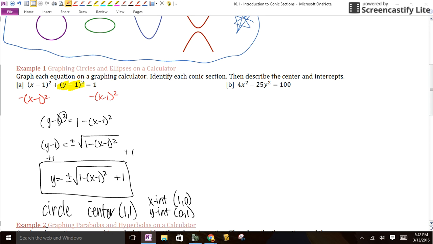So same thing's going to happen here in part B. Make it say y equals. So I guess I'll subtract 4x squared over. So negative 25y squared equals 100 minus 4x squared. And then I will divide by negative 25. So y squared equals, I guess you could make that, do you guys care? Minus 4x squared over negative 25.